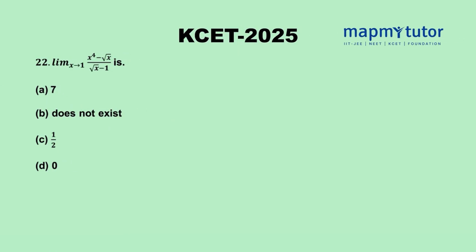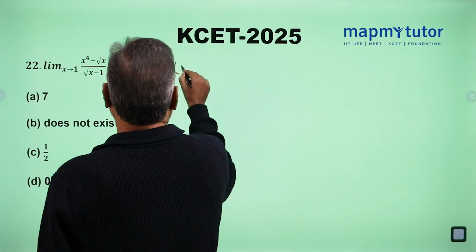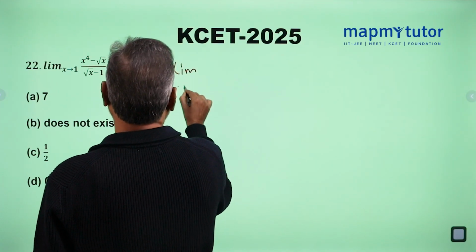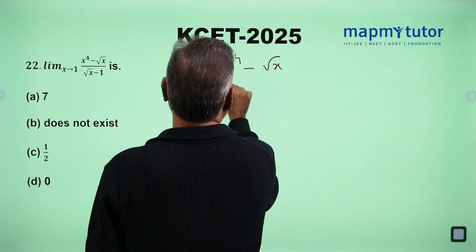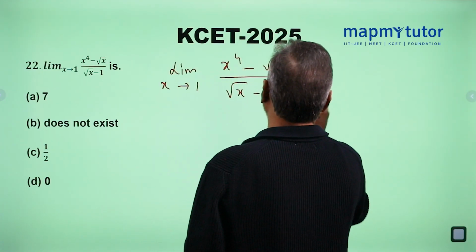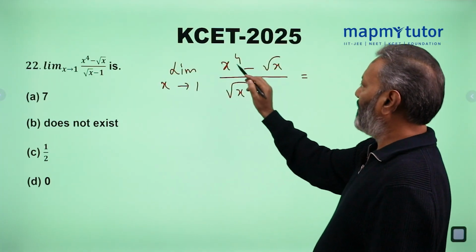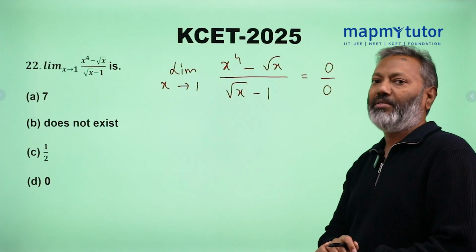Limit x tends to 1, (x power 4 minus root x) by (root x minus 1). I'll rewrite the question. Limit x tends to 1, (x power 4 minus root x) divided by (root x minus 1). Immediately, what is the first thought? I'll put x equal to 1. Numerator 0, denominator 0. It is 0 by 0.